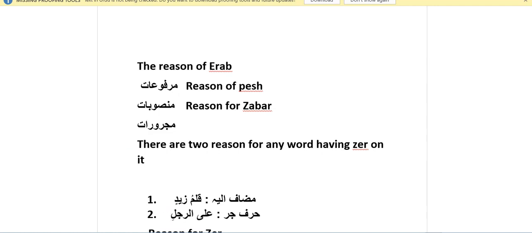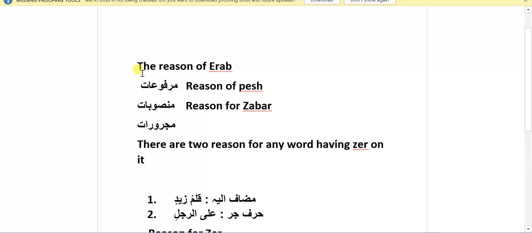So why does ar-rajuli have zair here? Because ala is the harf jar which gives zair to the ism. So in Arabic language, there are only these two reasons for any word having zair on it. So whenever you see any word with zair or kasra i'rab, just look for the reason, and there must be one of these two reasons available on that word. Apart from these two reasons, there is no third reason which becomes responsible for providing the zair on any word. It is not possible.